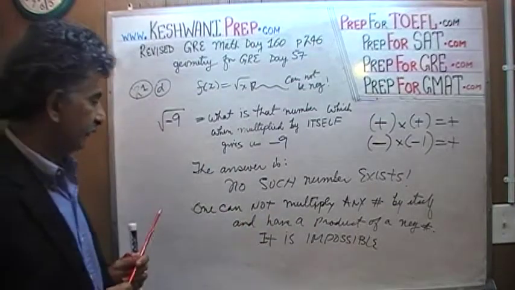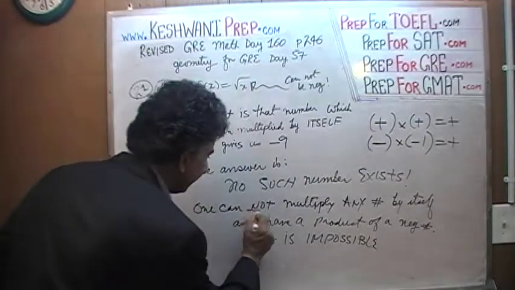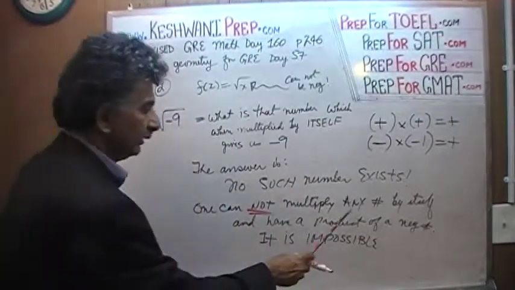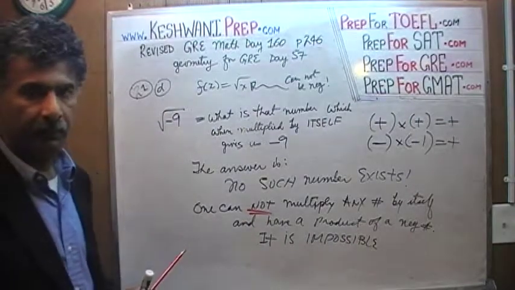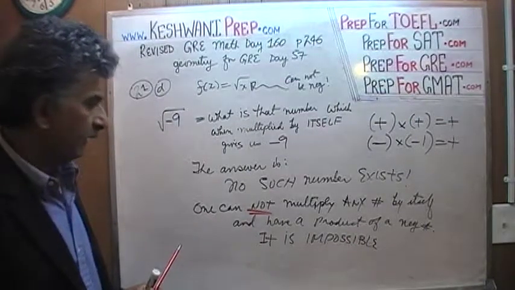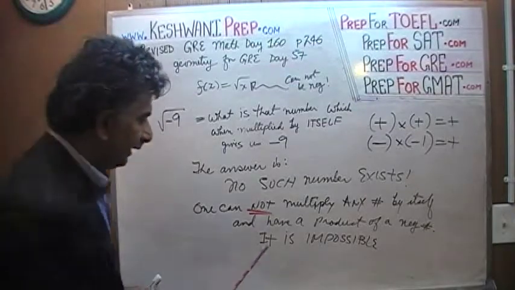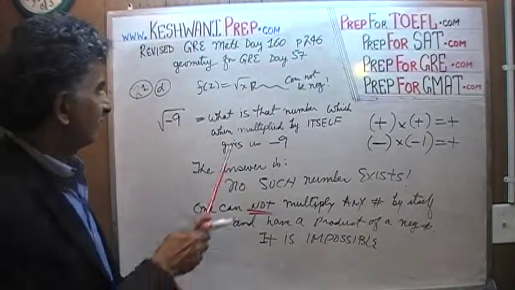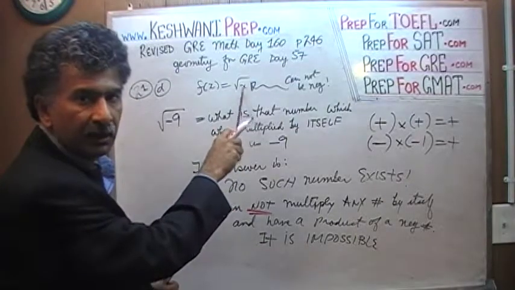No such number exists. One cannot multiply any number by itself and have a negative product. It is impossible, which means we're going to have to impose a condition on this guy. We're going to have to tell this guy, you better not be negative.